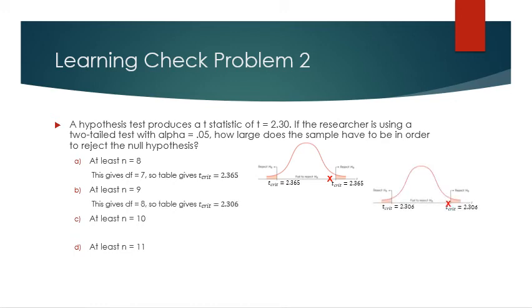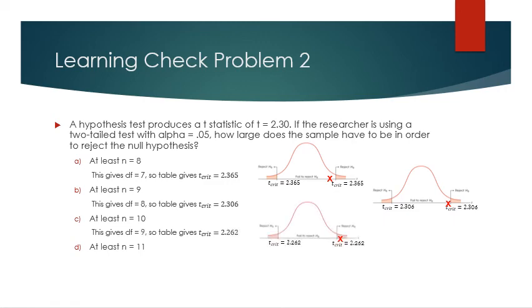All right, let's look at B. If you had n equals 9, this gives degrees of freedom of 8. Go back to your tables. This time you get 2.306. But the calculated t-score they gave you is 2.3, so you are still not in the critical region. So you're not big enough yet.